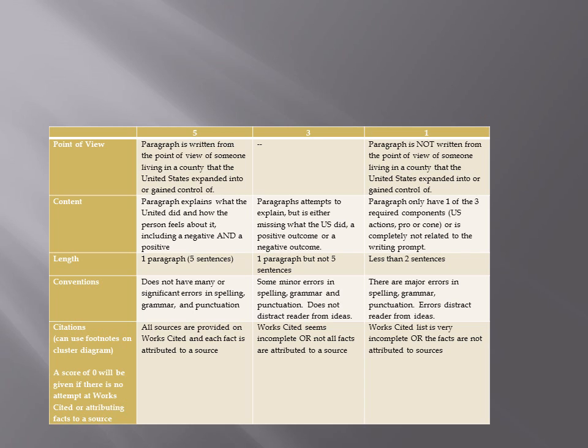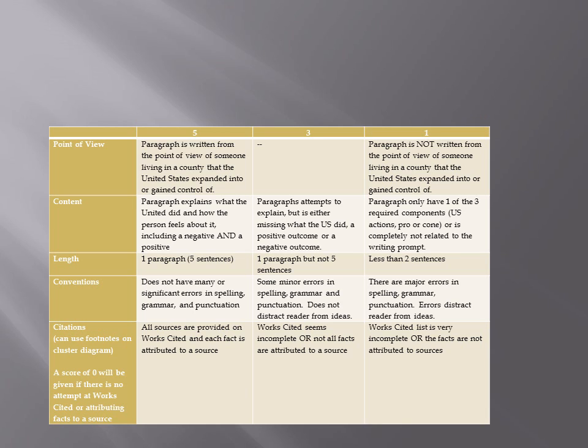You need to tell me what the United States did and how you feel about it, including a positive and a negative. So what did the U.S. do? What was a positive? What was a negative? How did you feel about it? If you do some of that, but not all of that, you would get a 3. And if you only focus on one thing and not the others, then that would be a 1. It does need to be 1 paragraph or 5 sentences. If you have 1 paragraph but it's not 5 sentences, then you would get a 3 out of 5. If you have less than 2 sentences, you're going to get a 1.